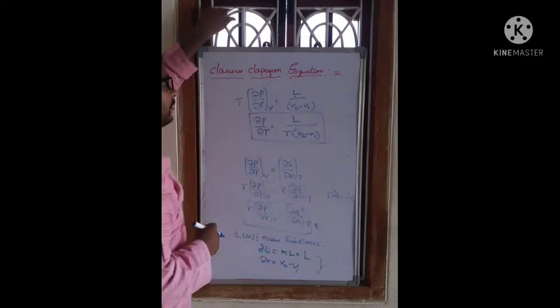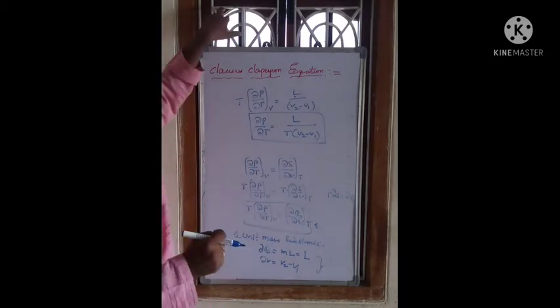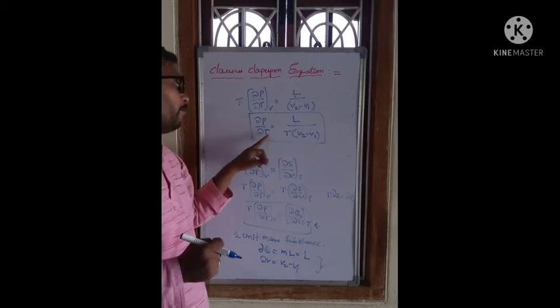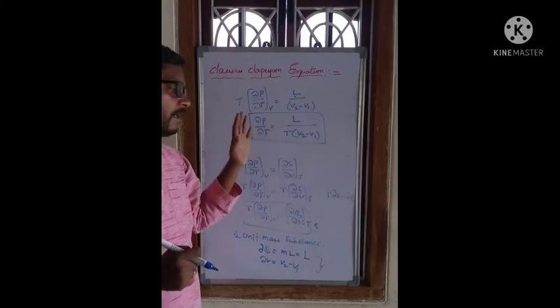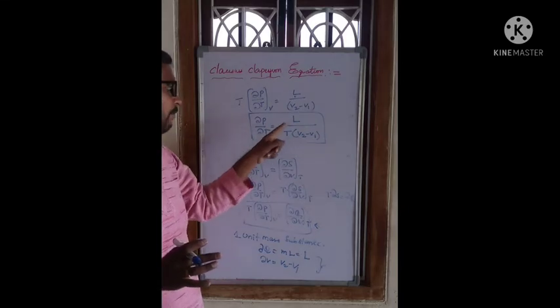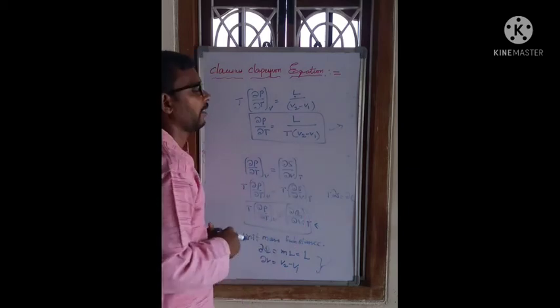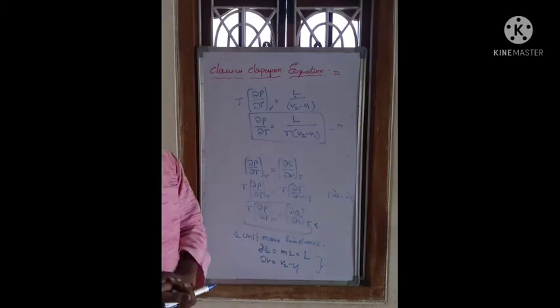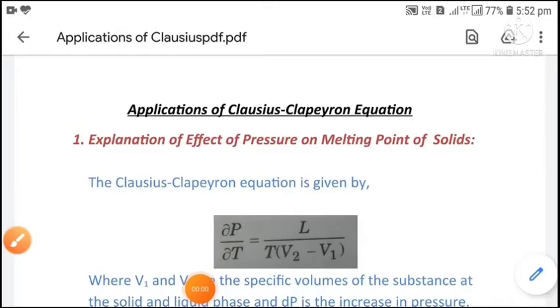So this is the Clausius-Clapeyron equation: ∂P/∂T equal to L by T into (V2 minus V1), where L is latent heat, T is absolute temperature, and V2 minus V1 is nothing but the change in volume. This is the Clausius-Clapeyron equation according to Maxwell's second thermodynamic equation.